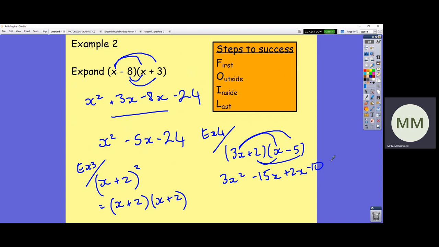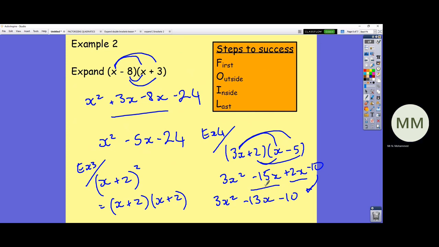Now you can't see that. Blue on blue, big problem, but I ain't moving it. Simplify that down. 3x squared and minus 15x plus 2x gives me a minus 13x. Now you should have paid attention. You should know that that is a minus 10. That would be your answer. Now, if this was 2 marks, then this could potentially be 3 marks, but I doubt it. Anyhow, let's move on to the questions.